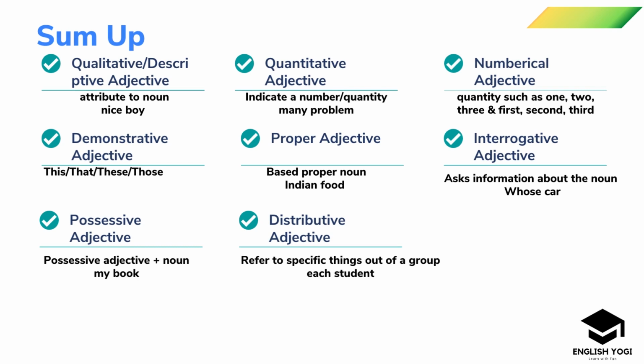Here, if you want to sum up, we can have this chart to understand this: qualitative attributes to a noun, and quantitative indicates number, quantity, such as 1, 2, 3, or first, second, third. Demonstrative, the words are this, that, these, and those. Proper adjective, we understood that it is based on a proper noun. Interrogative adjective asks for information about the noun. Possessive, we have also discussed this. It shows possession or ownership. And the last one, distributive adjective, refers to specific things. And this is what exactly adjectives are.